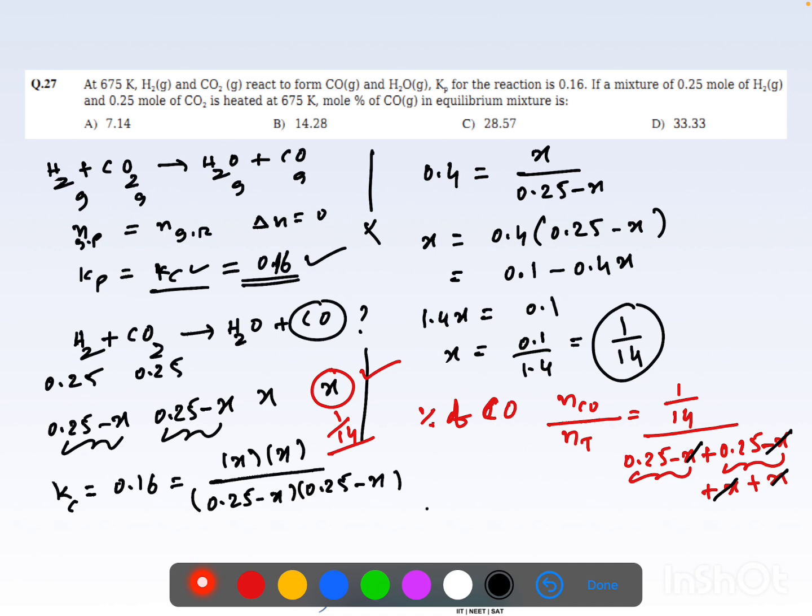So percentage is equal to 1 by 14 into 0.5 into 100, because they are asking percentage. So this will be 200 divided by 14, that is 100 by 7, and this is nearly 14. Answer will be option B.